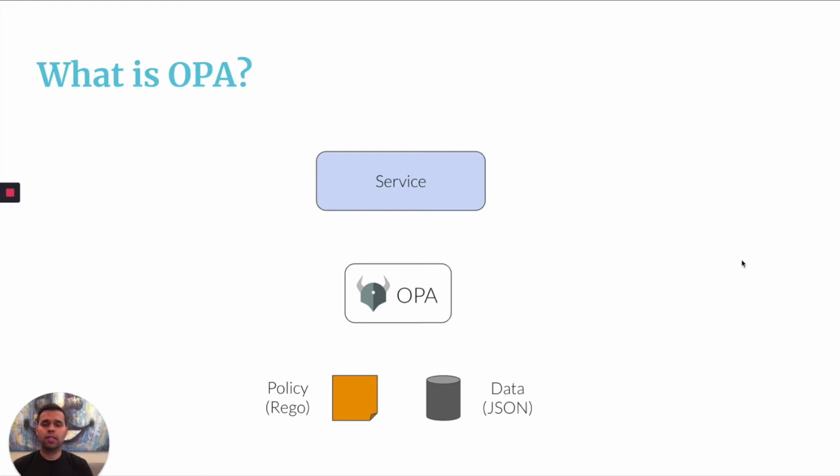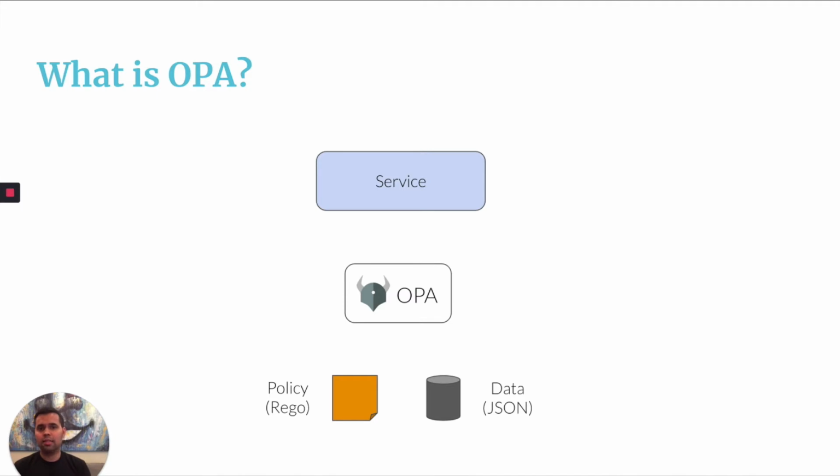What is the Open Policy Agent? OPA is an open source general purpose policy engine. When you use OPA, you are decoupling the policy enforcement from the policy decision making. So now your services can offload policy decisions to OPA by executing a query.